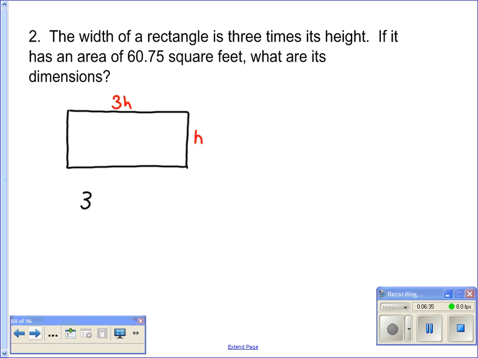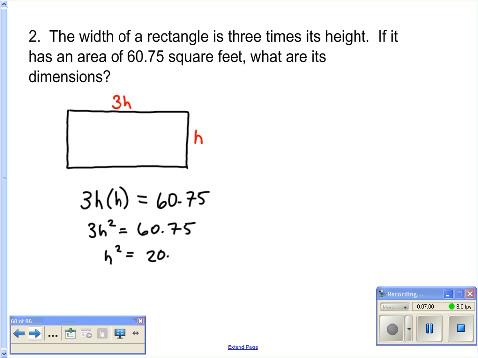You know that the area of a rectangle is going to be length times width, so we can just do this. And we know the area of that rectangle is 60.75, so we get this. So that's 3h squared is equal to 60.75. And then I would divide both sides by 3, and that would simplify to h squared is equal to 20.25. And then once you have that, you can take the square root of both sides. When you take the square root of both sides, you're going to end up with h is equal to plus or minus, positive or negative. Anytime you take the square root, you have to say the positive and the negative, 4.5.